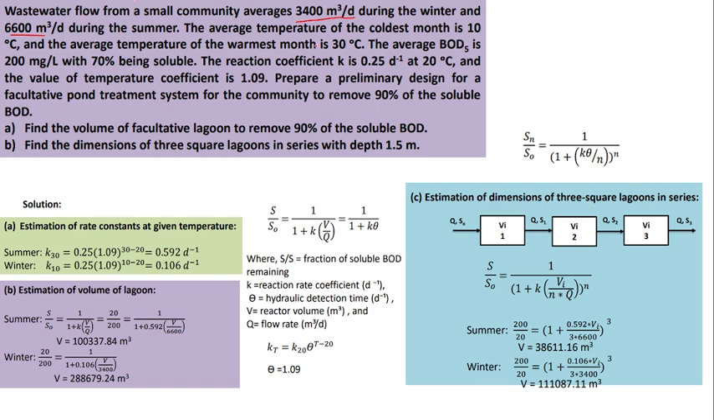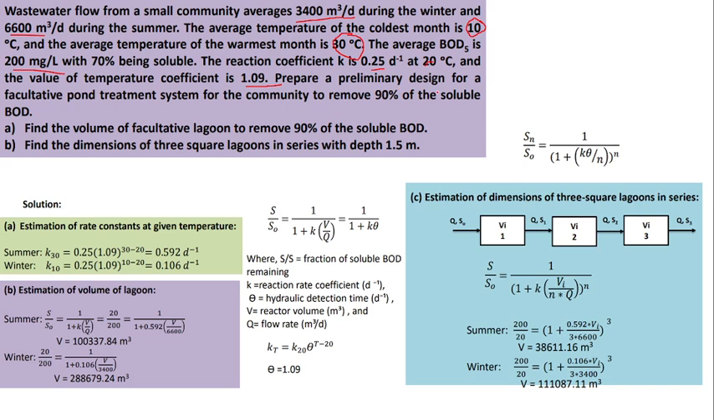The average temperature of the coldest month, so for the winter, the temperature is 10 degrees Celsius, and the average temperature for the warmest month, so for summer, is considered as 30 degrees Celsius. The average BOD5 is 200 mg per liter with 70% being soluble. So the incoming BOD is 200 and only 70% is soluble. The reaction coefficient K is 0.25 per day at 20 degrees Celsius and the value of temperature coefficient is 1.09.